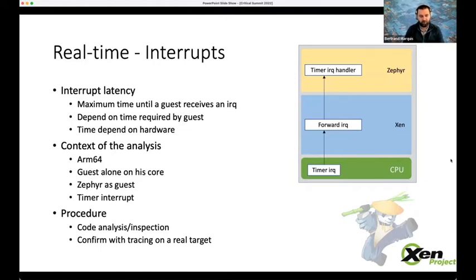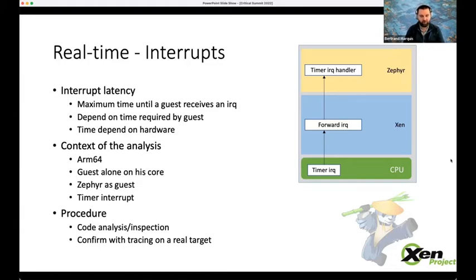The first investigated subject is the interrupts and in particular the interrupt latency. This is the maximum time until a guest receives an interrupt. When an interrupt is raised in hardware, Xen is catching it first. If the interrupt is for a guest, it will forward the interrupt to this guest. The complete time needed to handle the interrupt depends on the guest and the processing done for the interrupt. The point of the analysis is to check if Xen can forward the interrupt in a definite amount of time.